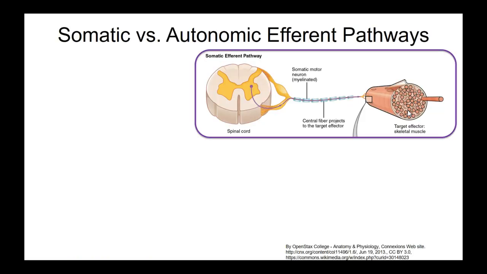All right, so here's our somatic efferent pathway. Efferent means that it's coming from the central nervous system. And somatic means the effector in this case is skeletal muscle, right? Somatic, you should always associate with skeletal muscle.